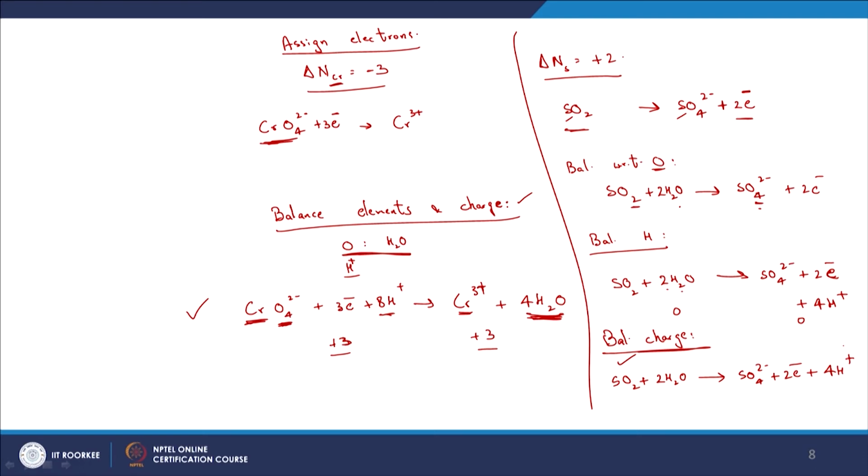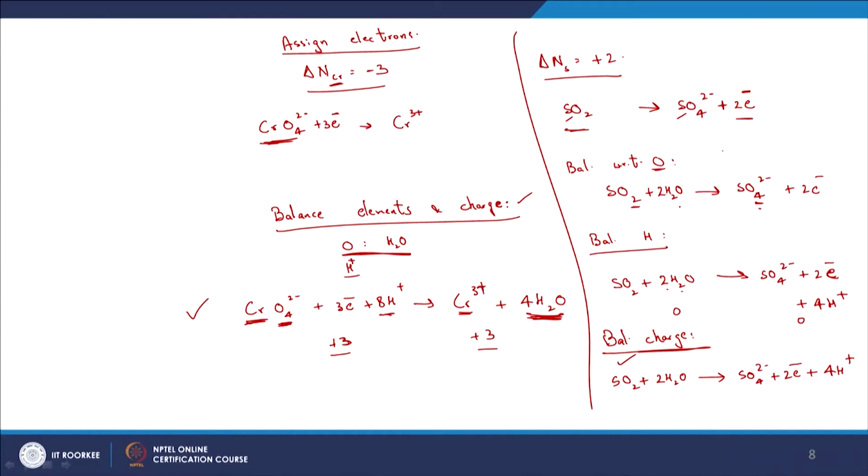So these are the balanced half reactions that we have thus far. Initially, I would suggest that you balance stepwise, and then you can graduate to balancing in one step. I would suggest this particular manner: balancing with respect to oxygen after assigning the electrons, and then balancing the hydrogen and the relevant charge.